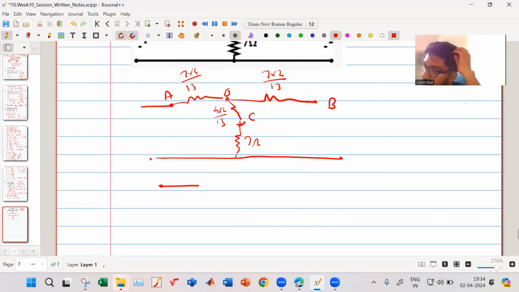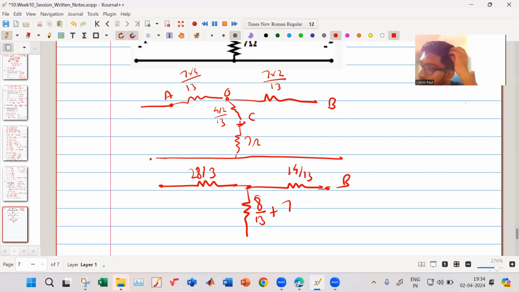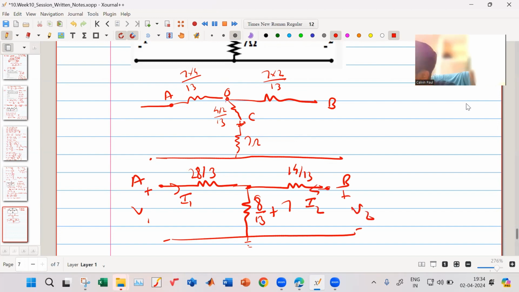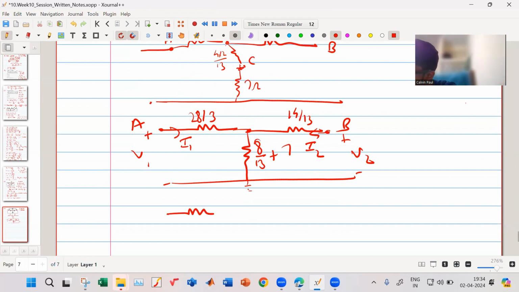So this I write as 28 upon 13, this as 8 upon 13 plus 7, and this as 14 upon 13. This is B, this is my A, and this is my reference ground. This is my V1, this is my I1, and this is my I2, right?